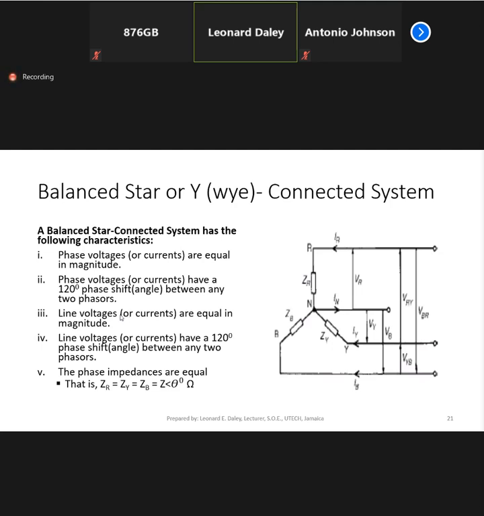Now, what will actually make the system balanced also is that the impedances in each phase are equal. So therefore, we had ZR equal to ZY equal to ZB, and it is equal to some value at some angle, right?